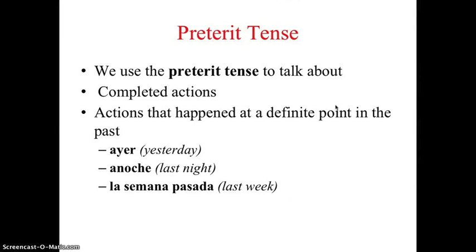We use the preterite tense for completed actions, actions that have a clear beginning and an end. Also for actions that happen at a definite point in the past, such as ayer, which means yesterday, or anoche, which means last night, or la semana pasada, which means last week. We could also include expressions such as el mes pasado, which is last month, or el año pasado, last year. All of these expressions require that we use the preterite tense.